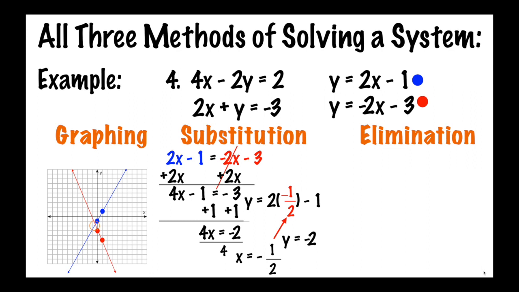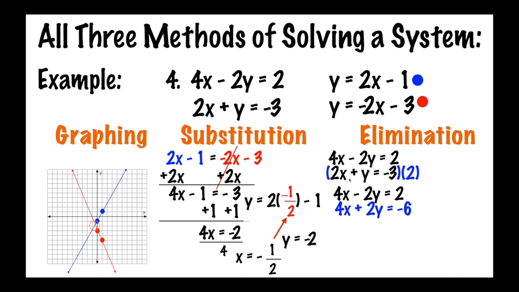And then finally, for the elimination here, we're going to take our original equations and determine what is going to make the most sense to cancel. In this problem, we could cancel the x's, and we would do that by multiplying the bottom equation by a negative 2. Or we can choose to cancel the y's, and we would do that by multiplying the bottom equation by 2. And that's what I did here. So I'm going to rewrite this equation. 4x minus 2y equals 2 is not changing, but the bottom one is. If I distribute that 2 to everything, I end up getting 4x plus 2y is equal to negative 6.